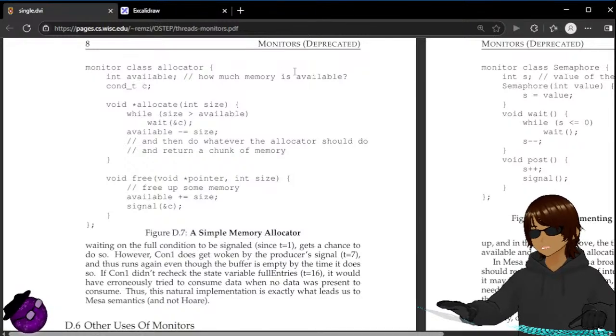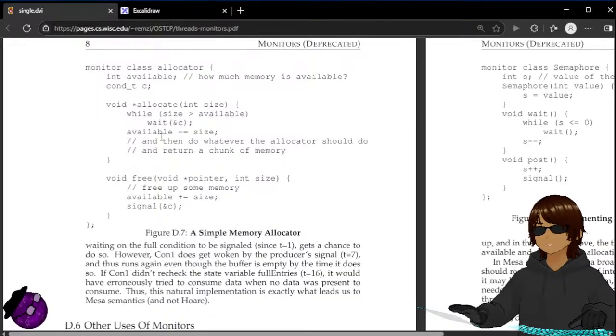Allocator. Available: how much memory is available? So void allocate: while size is more than available, then we wait. And then once we stop waiting, that memory uses the available size, so available becomes available minus size. So we subtract size from available because the new allocation uses that size. And whatever the allocator should do, it returns a chunk of memory. Now, over here we have free. Available becomes available plus size, and signal C.